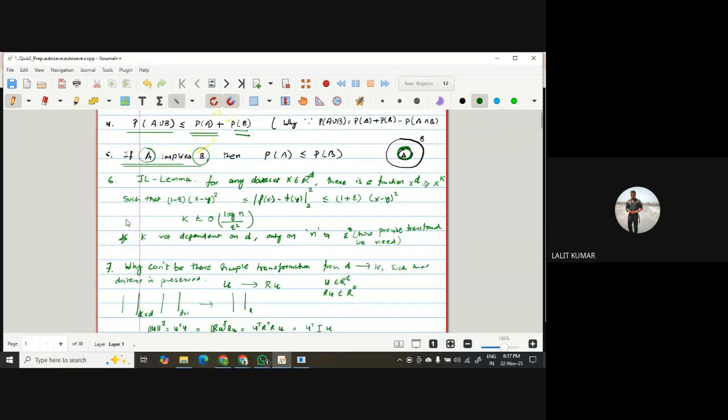Then we come to the JL lemma. The JL lemma says that for any data set X in D dimension, there is always a function which converts these points from D dimension to K dimension such that the distance is preserved.